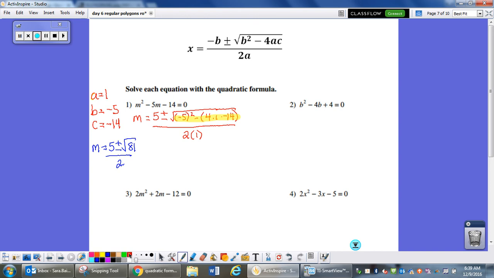All right? Now, I know the square root of 81 is 9, so here's where I start doing my other answers. You're going to have an answer, m equals 5 plus 9, put that in parentheses if you're going to use your calculator in one foul swoop, divided by 2, and you're going to have an answer of 5 minus 9, put that in parentheses over 2. Watch how I key that into my calculator.